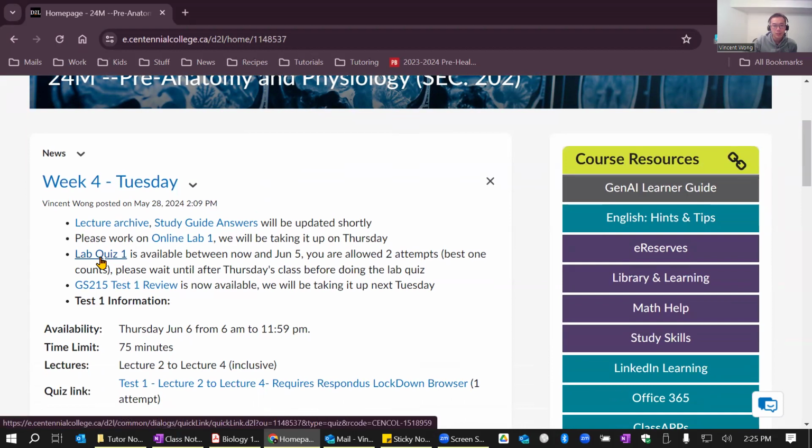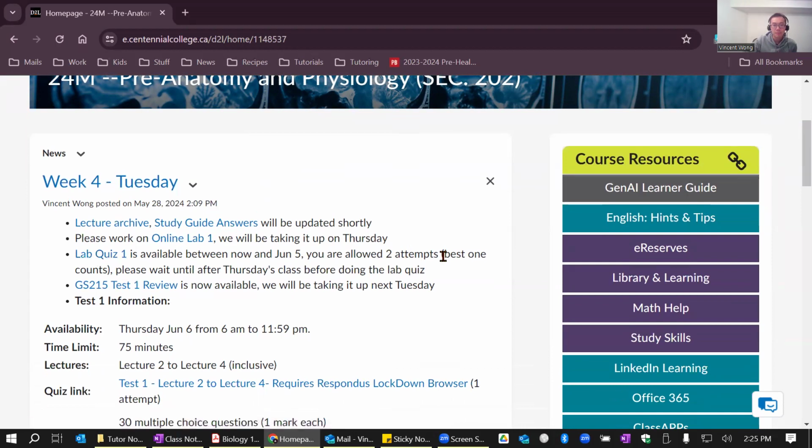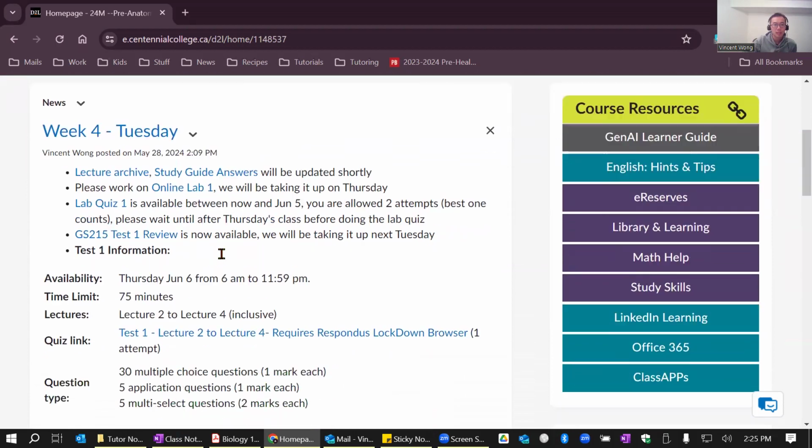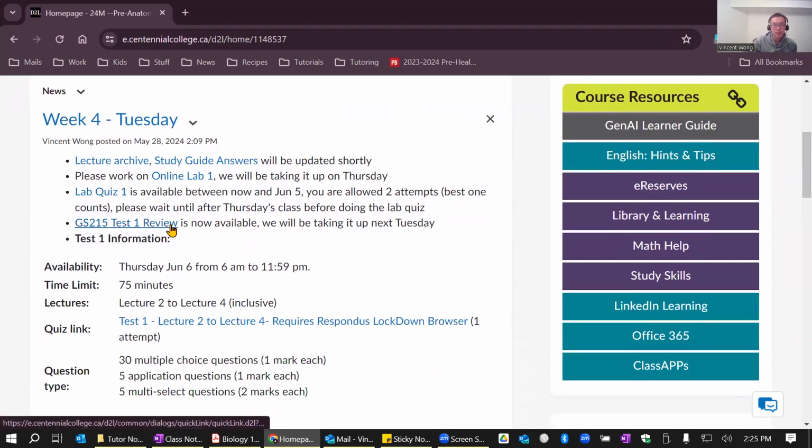There's the lab quiz that you can do. There will be 2 attempts, and only the best one will be recorded. And you have until next Thursday to complete it, so no rush. There is the review package. Okay, so work on that between now and Tuesday, and then we will take it up on Tuesday. Okay, taking up the package should take most of the class.